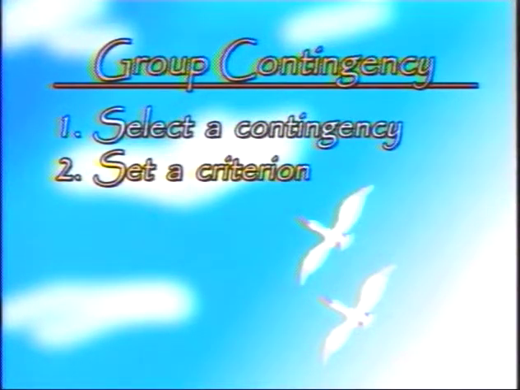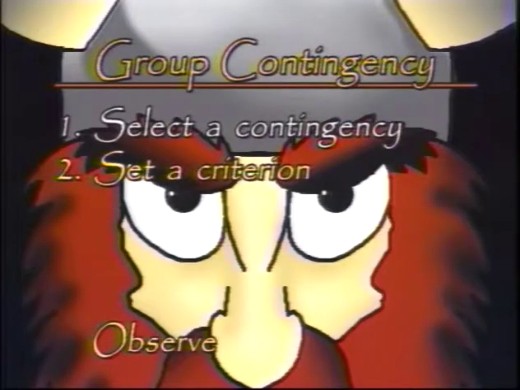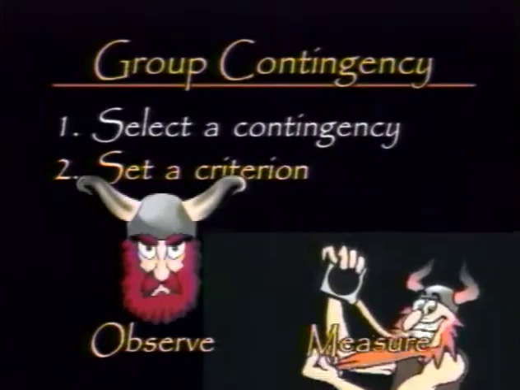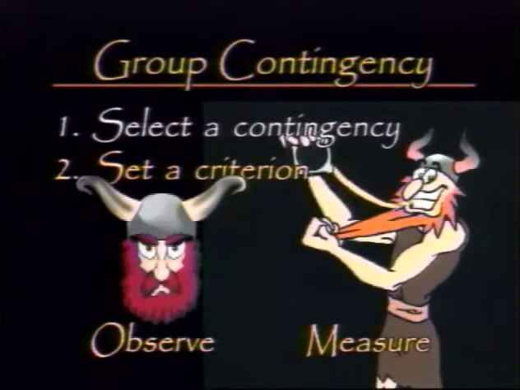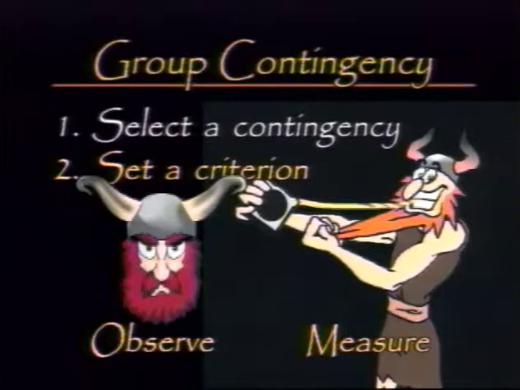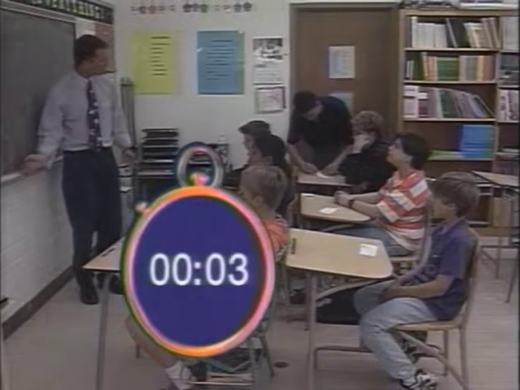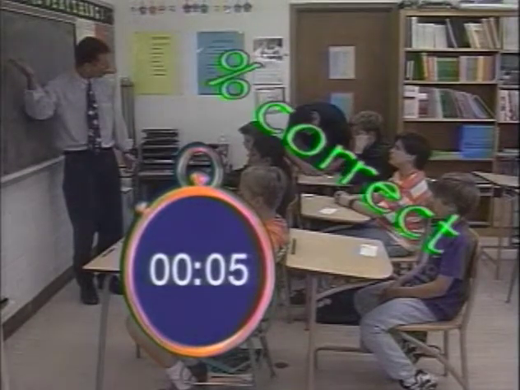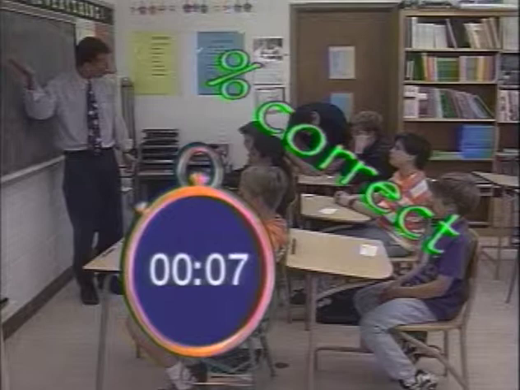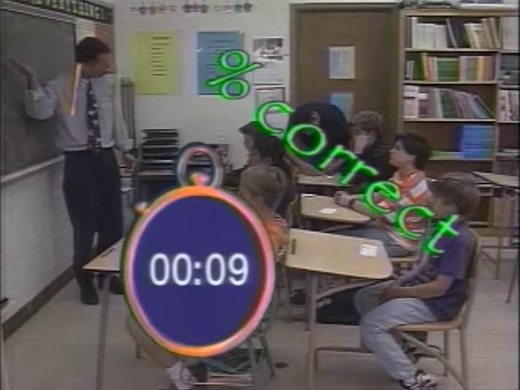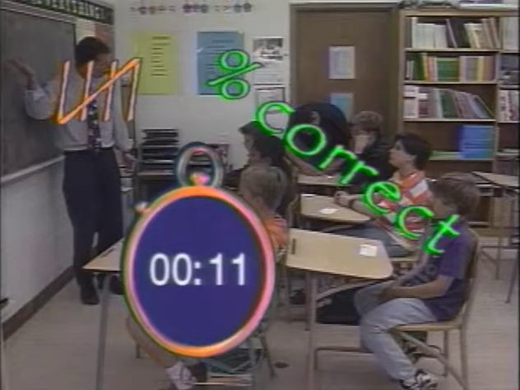Begin by identifying a behavior that you can both observe and measure, such as the amount of time students are on task, the percentage of problems completed on math assignments, or the number of times that a student follows directions without arguing.